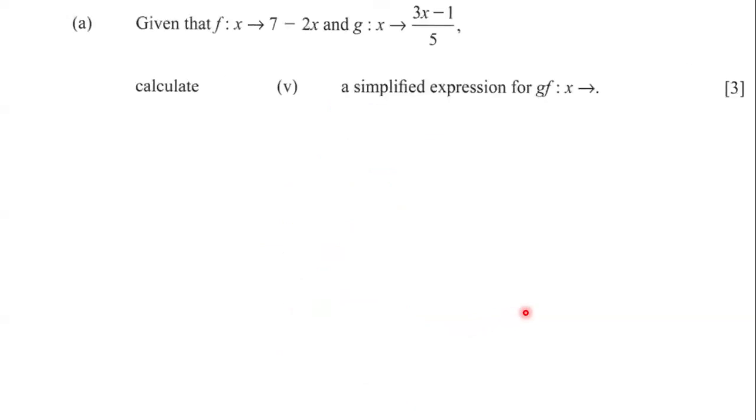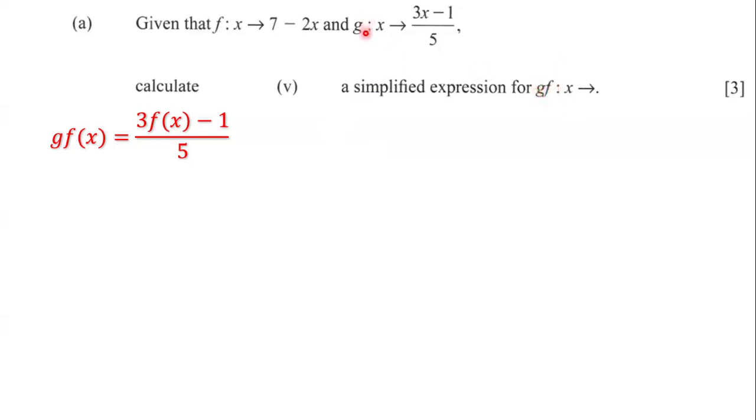Next, we want to write a simplified expression for g of f of x. So basically, what are we doing? We have g of f of x. The idea is that we have two functions. G is the parent function, f is the baby function. We have to take this function f and put it inside of g.